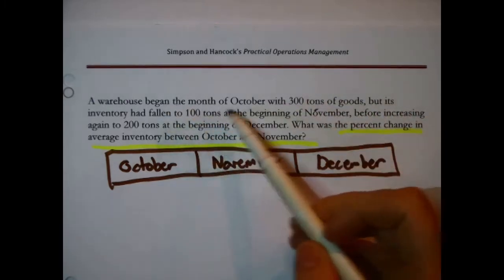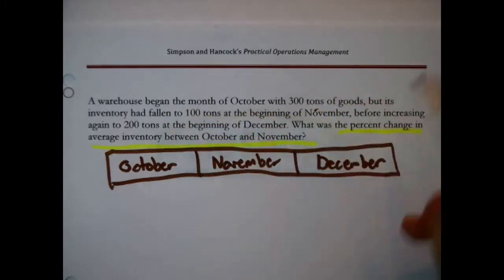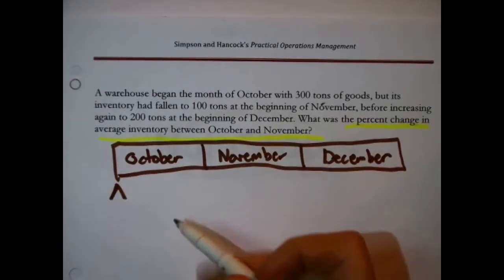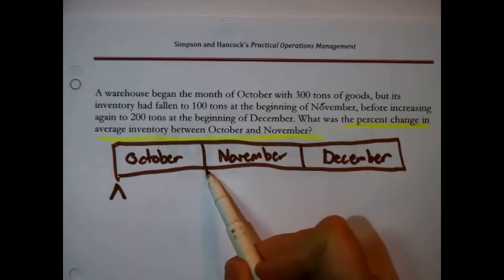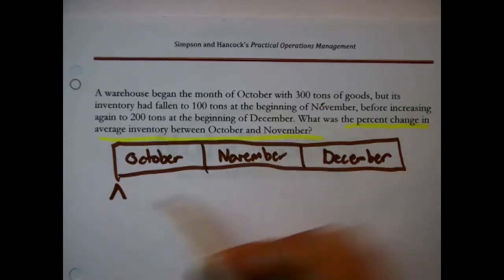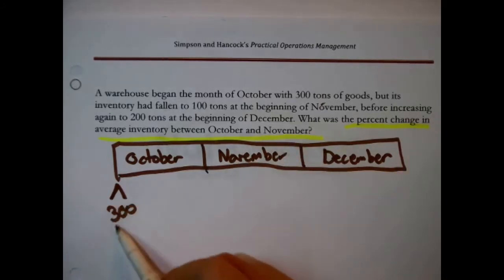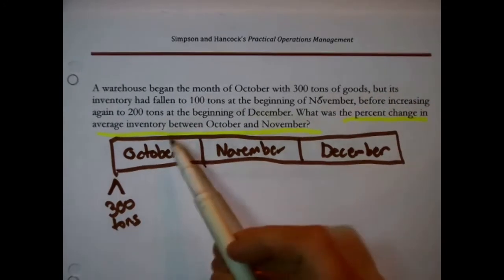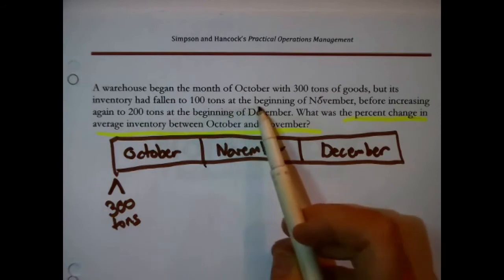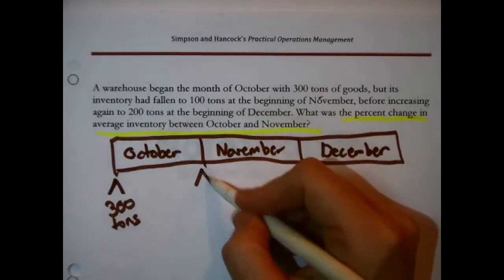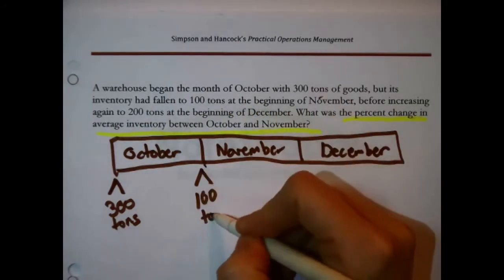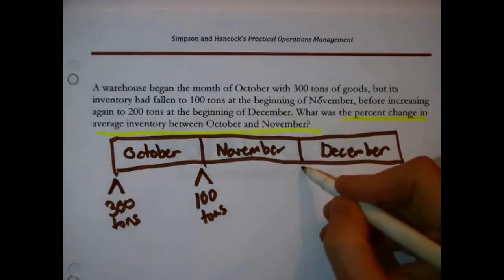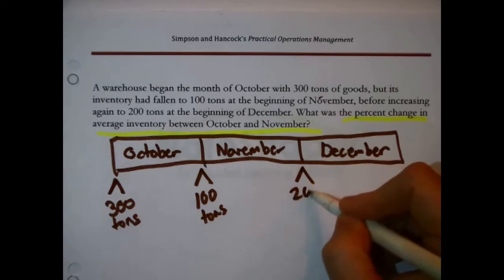The warehouse began the month of October with 300 tons of goods. Okay, so began the month of October in my illustration is right there. Like this is the front of October and then this is October 31st. Okay, 300 tons were here on this timeline. But its inventory had fallen to 100 tons at the beginning of November. So beginning of November, 100 tons. Before increasing to 200 tons at the beginning of December, all right, 200.